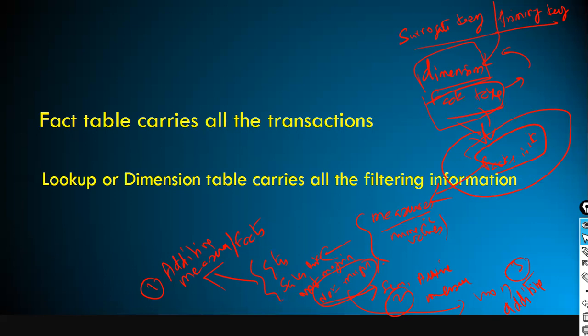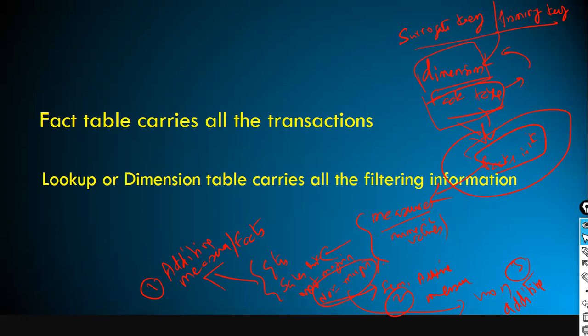Basically a count. You can see the screen, right? Very good. So we have the dimension table, the fact table, and in the fact table we have the measures. There are three types of measures.